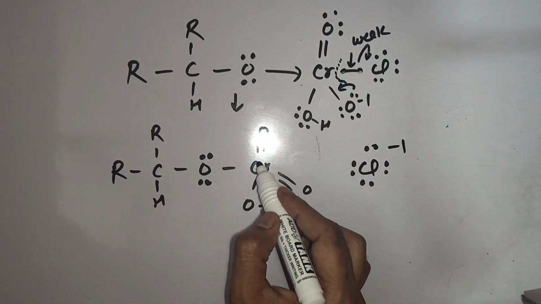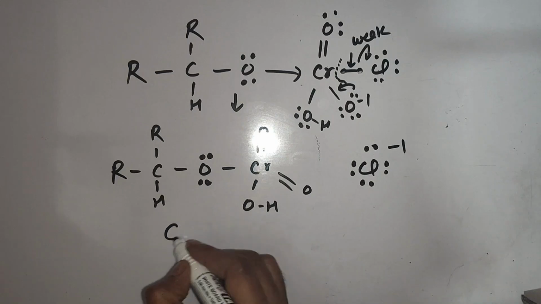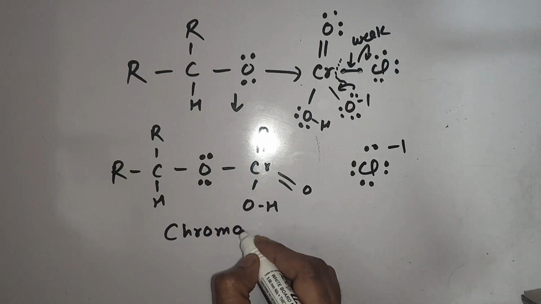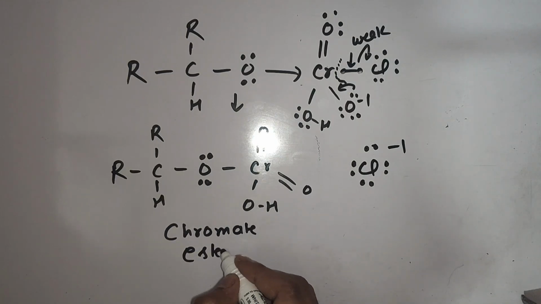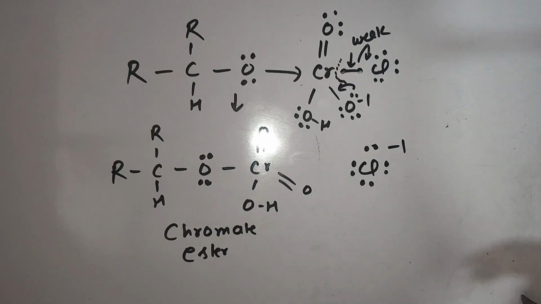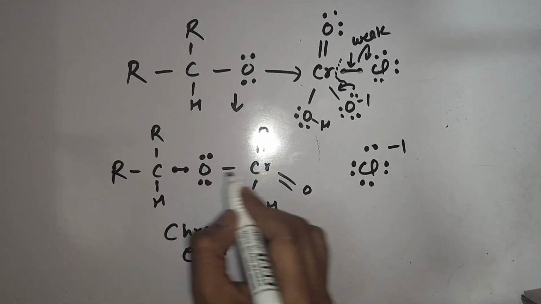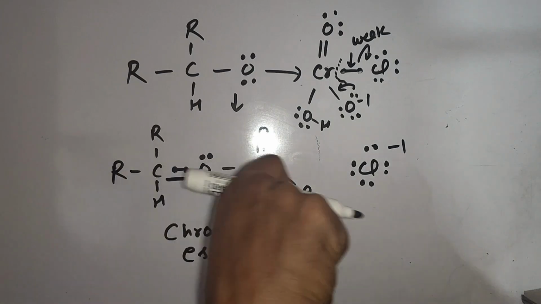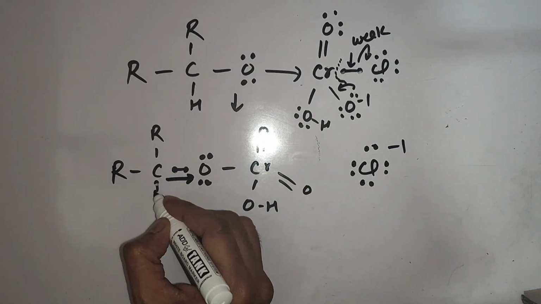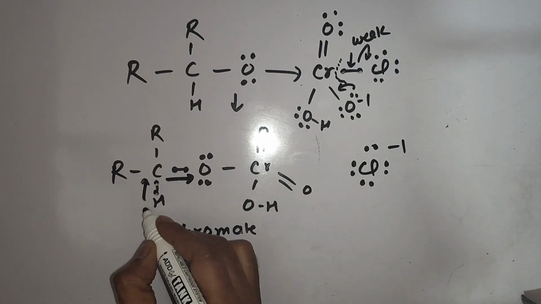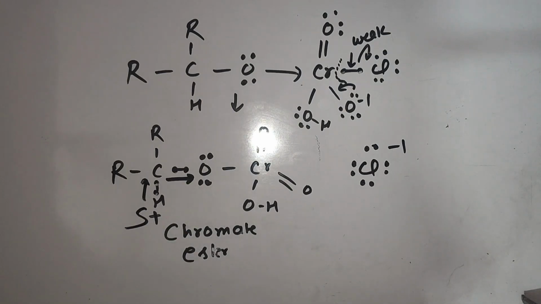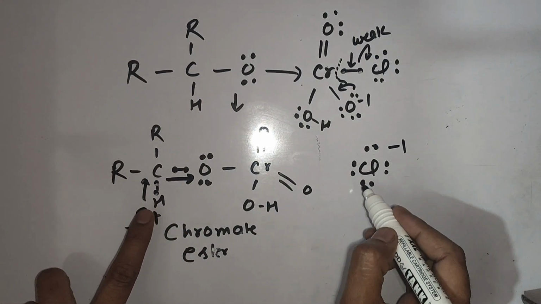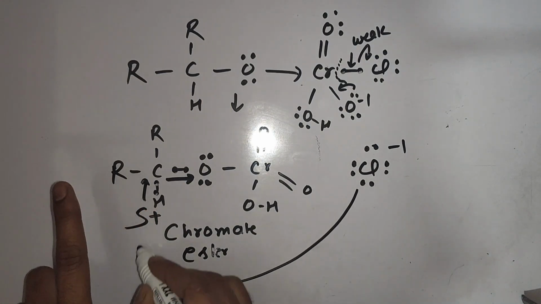As I told you, what is this intermediate? This is chromate ester. In chromate ester, a lot of oxygens are there. So due to the higher electronegativity of these oxygens, these electrons are strongly pulled toward them. In turn, this carbon will attract electrons from hydrogen, and this hydrogen will become strongly positive. This positive hydrogen will be attacked by our Cl negative.